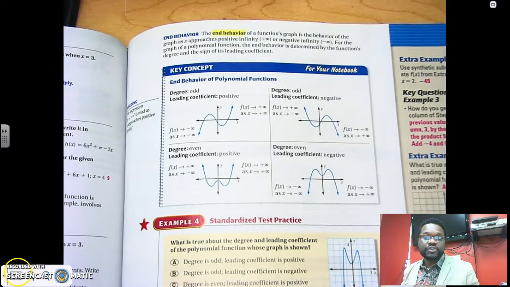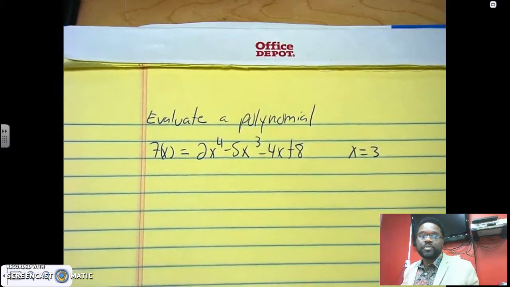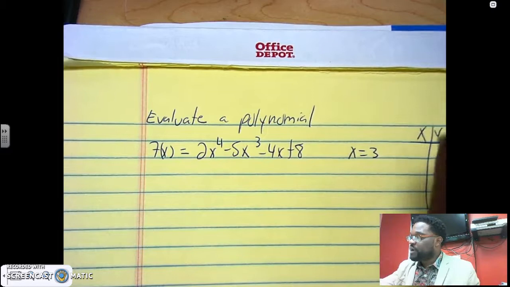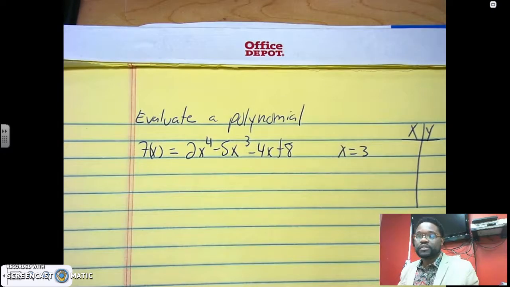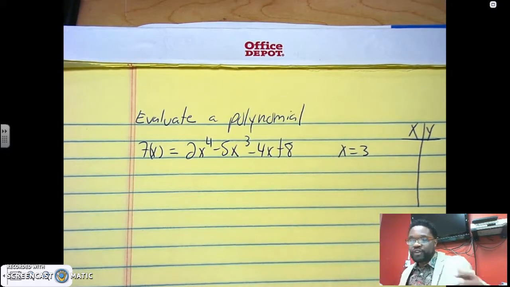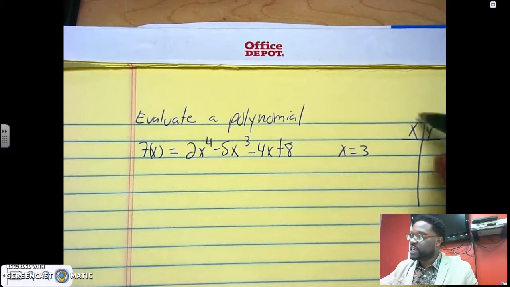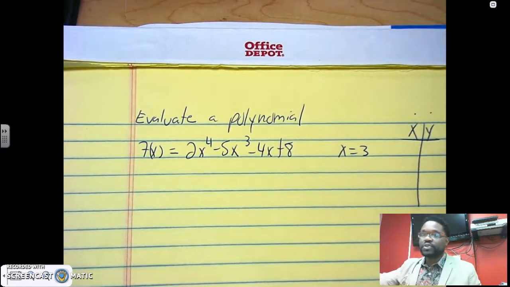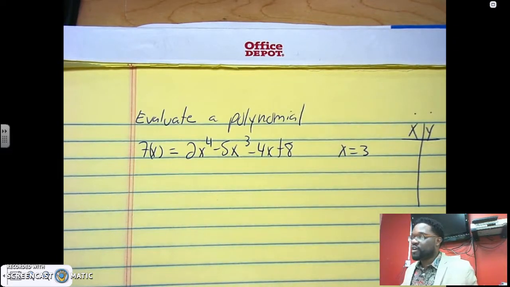That's really self-explanatory. All right, next thing I want to talk about is how to evaluate a polynomial. Sometimes we're going to want to make a little X and Y chart, and we want to figure out what the points are so that we can figure out what the graph looks like. Because remember, whenever you have to graph, you can always make a chart. Independent and dependent variable, meaning X can be whatever you want. We substitute X into the equation and figure out what Y is.